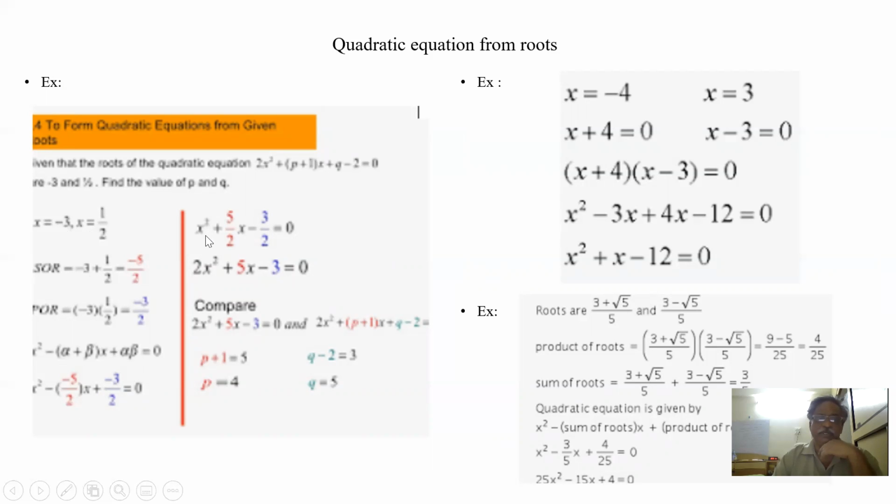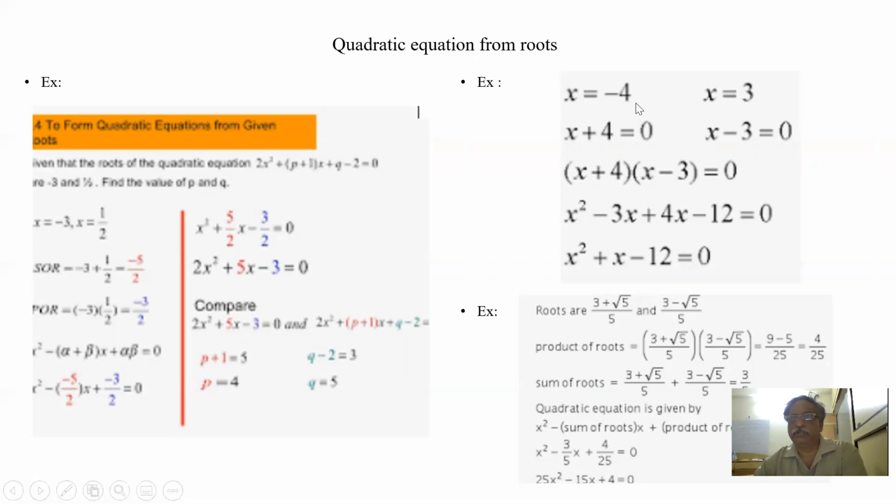We have to simplify it: x square plus 5/2 x minus 3/2. When we take the LCM, 2 into 0 is 0, so 2x square plus 5x minus 3. This is my quadratic equation. Okay, now let us see. If p plus 1 and q minus 2 are given, then find p and q. So p plus 1 is equal to 5 and q minus 2 is equal to 3. So we'll get the p and q values.